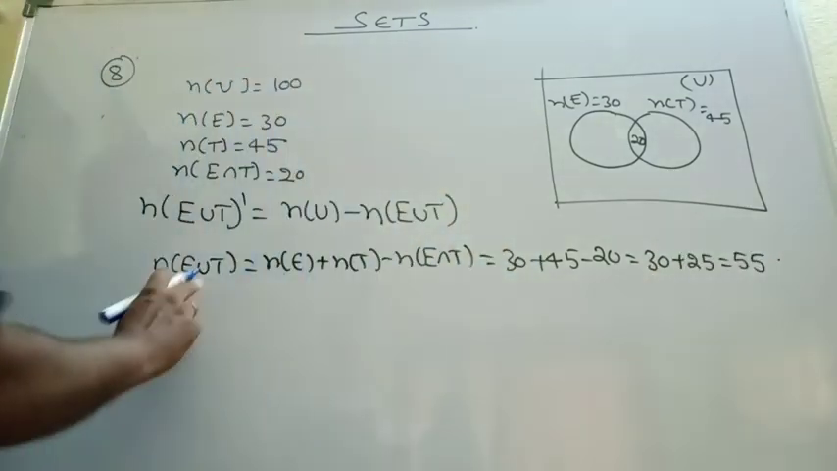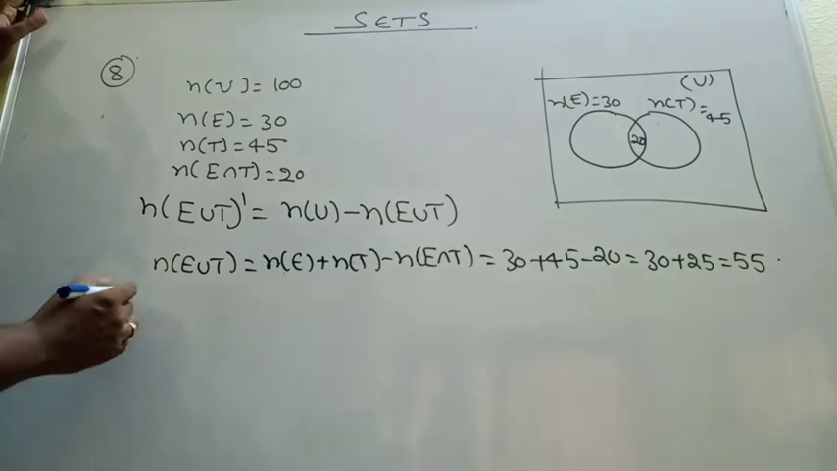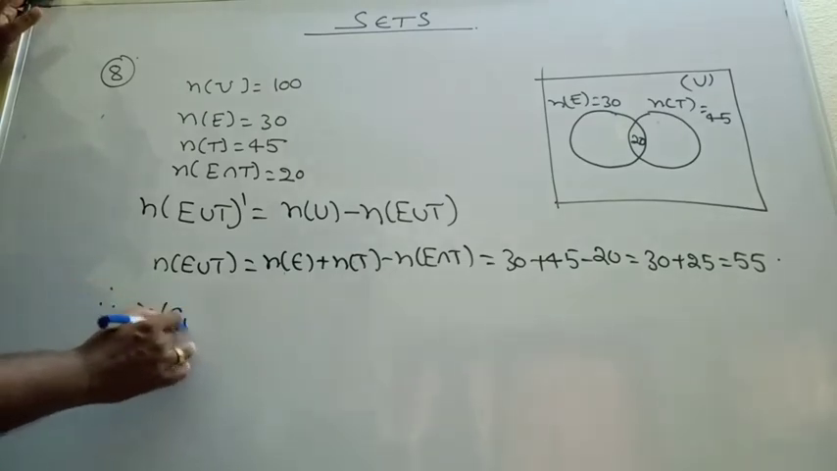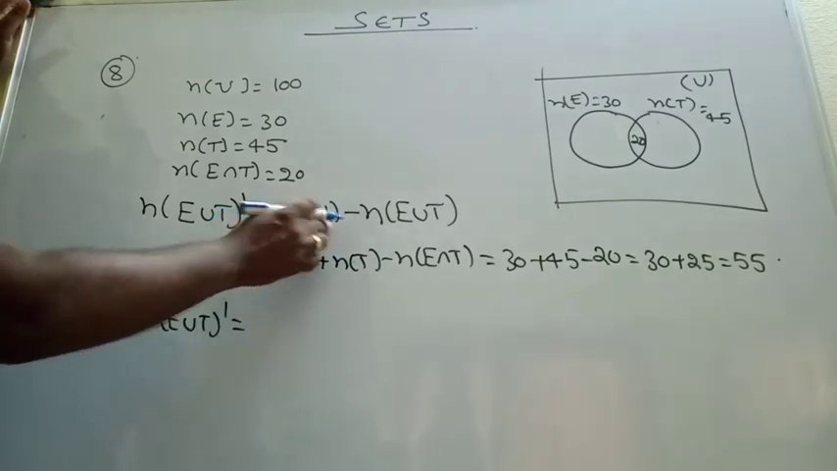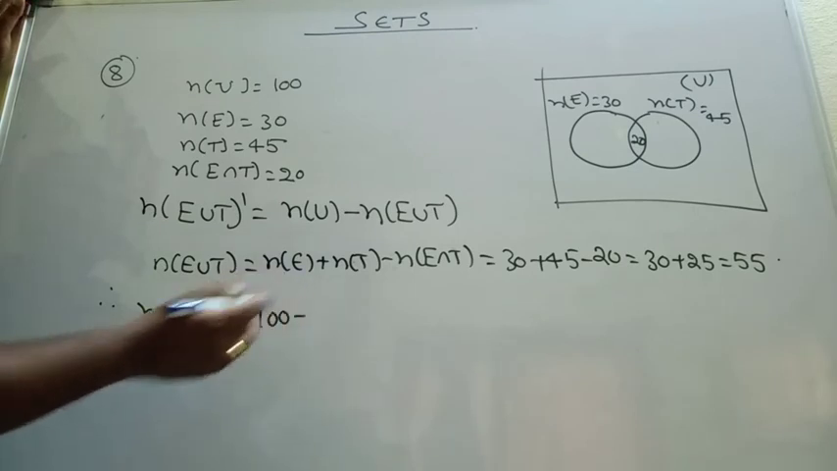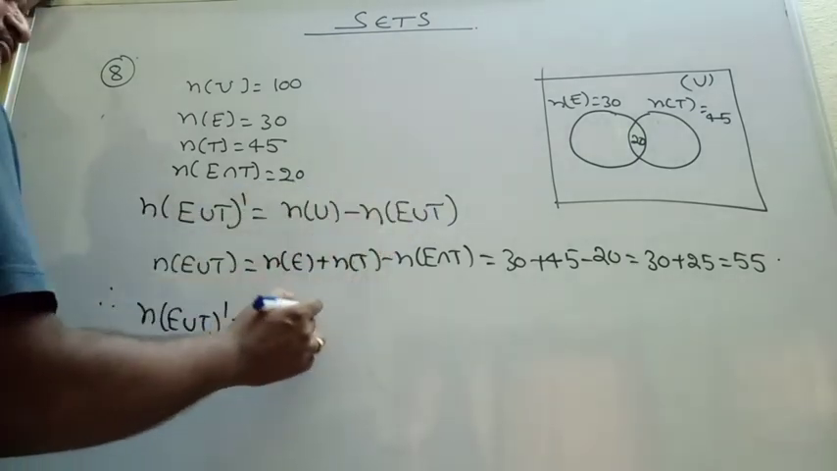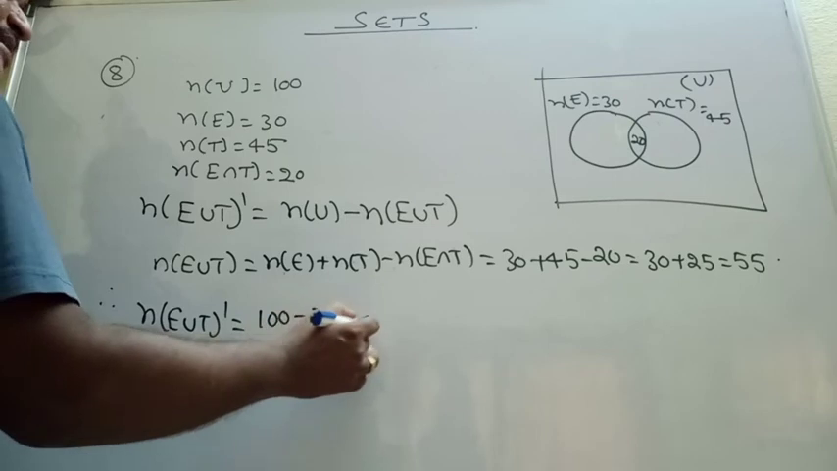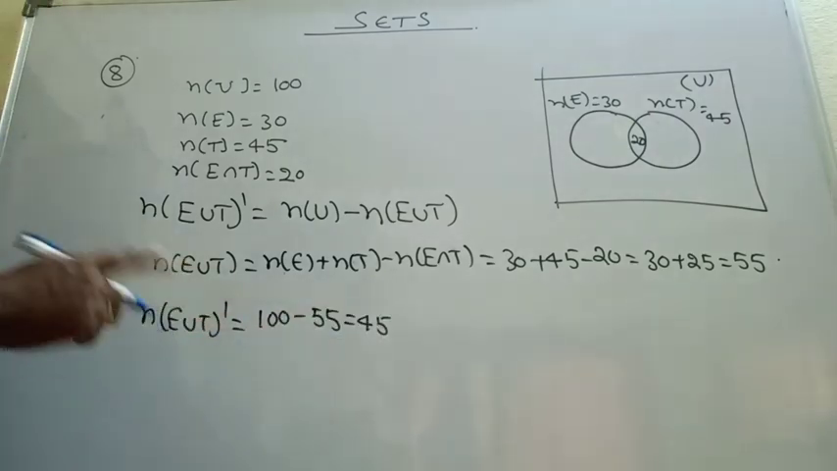Okay, now you have got this. Therefore, the number of students who speak neither means we need N of (E union T) whole complement. As I told you, N of U equal to 100. 100 minus N of E union T, which is 55, will give you 45 students who will not speak either English or Telugu.